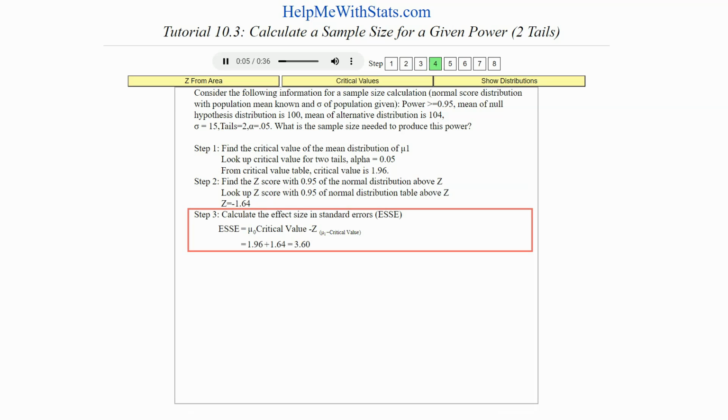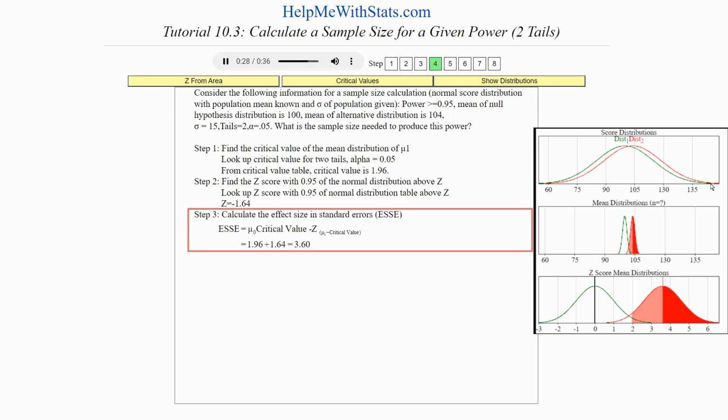Next, we need to determine the effect size in standard errors, SE. The SE is the distance between the means, but this is also equal to the critical value plus the z-score of the distance between the critical value and the mean of the alternative distribution. The SE works out to 1.64 plus 1.96, which is 3.60. The two distributions are 3.60 standard errors away from each other.